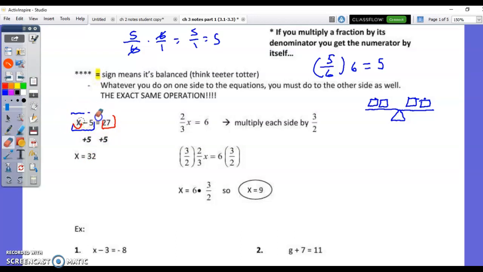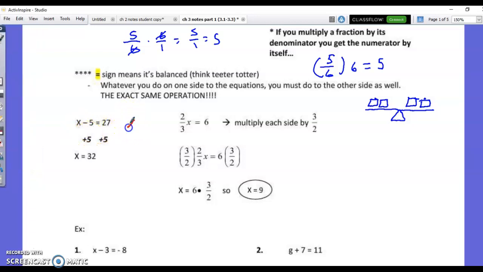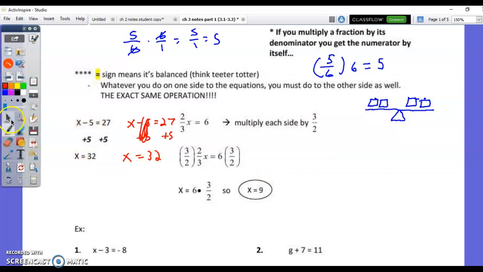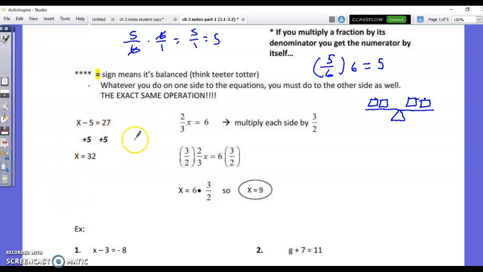So if I'm going to show my work, how I would do this: x minus 5 equals 27. Look for those opposites, add 5, then add 5. These become 0, x equals 32, which is that example there. So that would be a single step equation when we're adding or subtracting to get a variable by itself, because it has a term being added or subtracted to it.